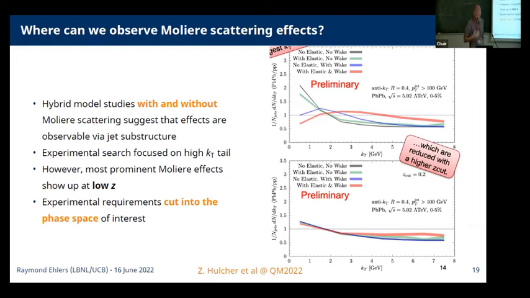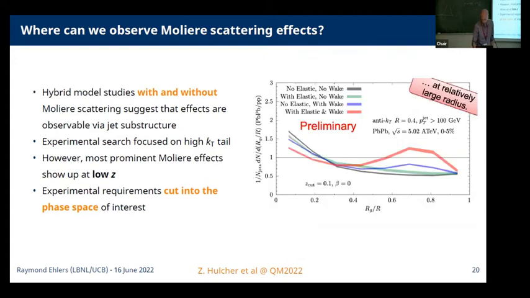What you see is that by adding this Z requirement, you really cut into the differences that you might actually be sensitive to if you're comparing with and without the Moliere, so comparing the red to the blue. You see the same sort of thing, for example, in the RG. So it seems that a lot of these prominent Moliere effects are showing up at low Z, at least for this particular implementation with the hybrid model. Somehow the background requirements we have for making these measurements experimentally may be cutting into our phase space of interest.